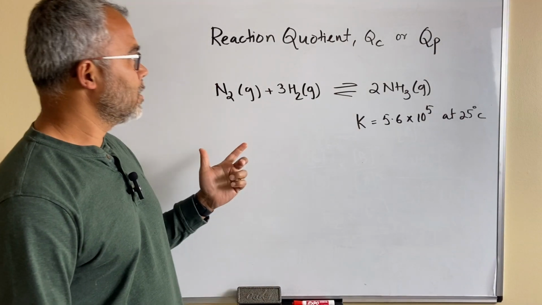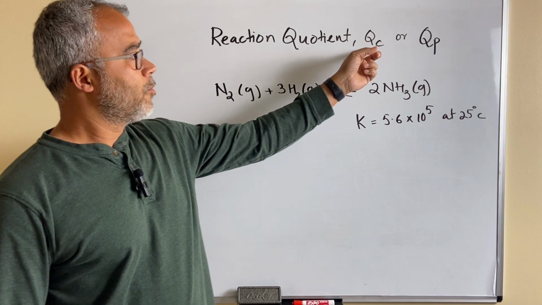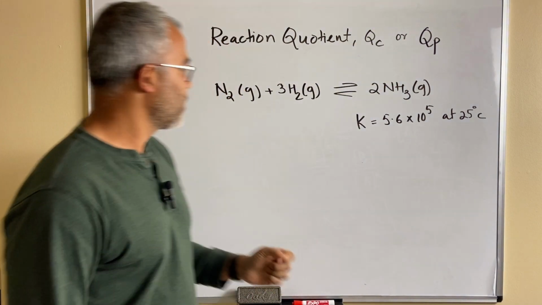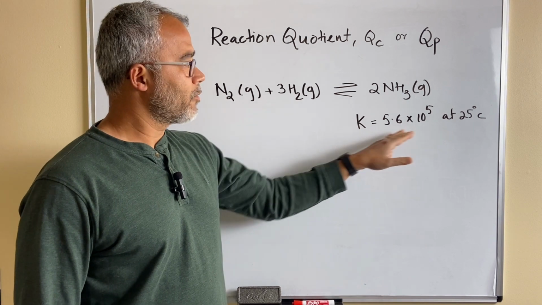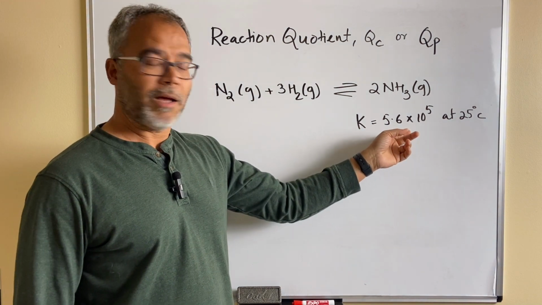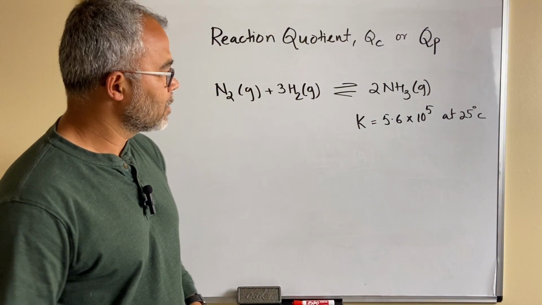Hi, let's take a look at this reaction. In this video, we're going to talk about reaction quotient, represented as QC or QP. And if you take a look at this reaction, the equilibrium constant is already given to us, which is a pretty big number. That's 5.6 times 10 to the power 5. It's a pretty large number.